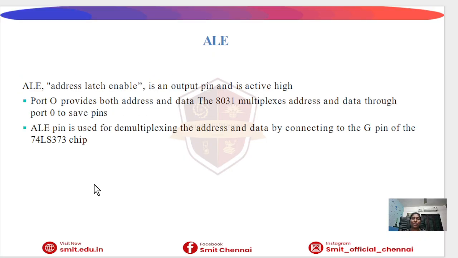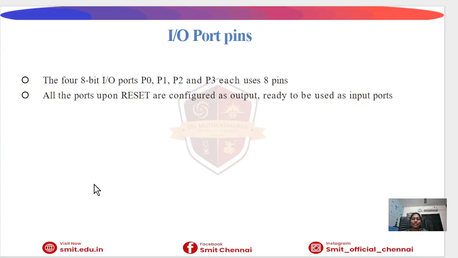Next one is the ALE pin. What does ALE mean? A for address, L for latch, and E for enable. That is address latch enable. In the 8031, port 0 is shared for both address and data to save pins. So how does the system separate them? This is done using the ALE pin with an external latch IC, that is 74LS373. This ALE helps to separate address and data during external memory access.